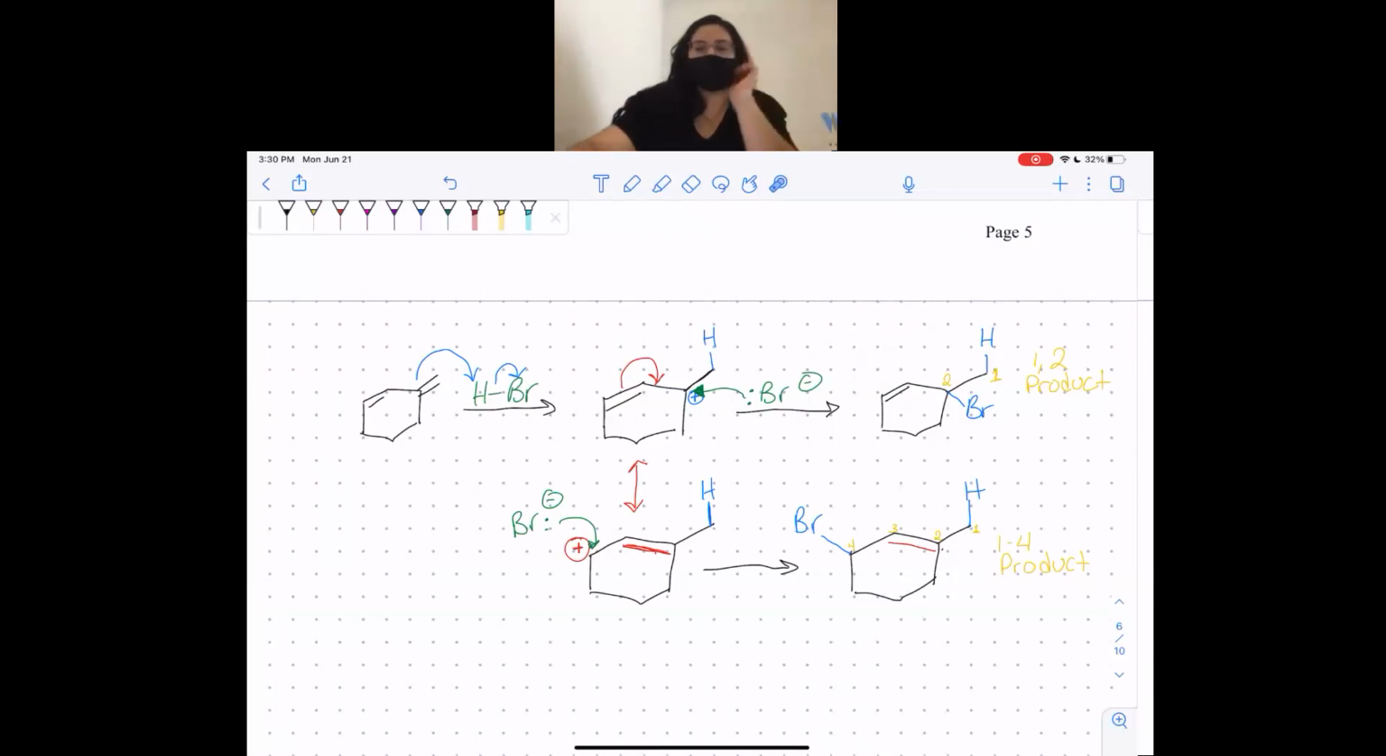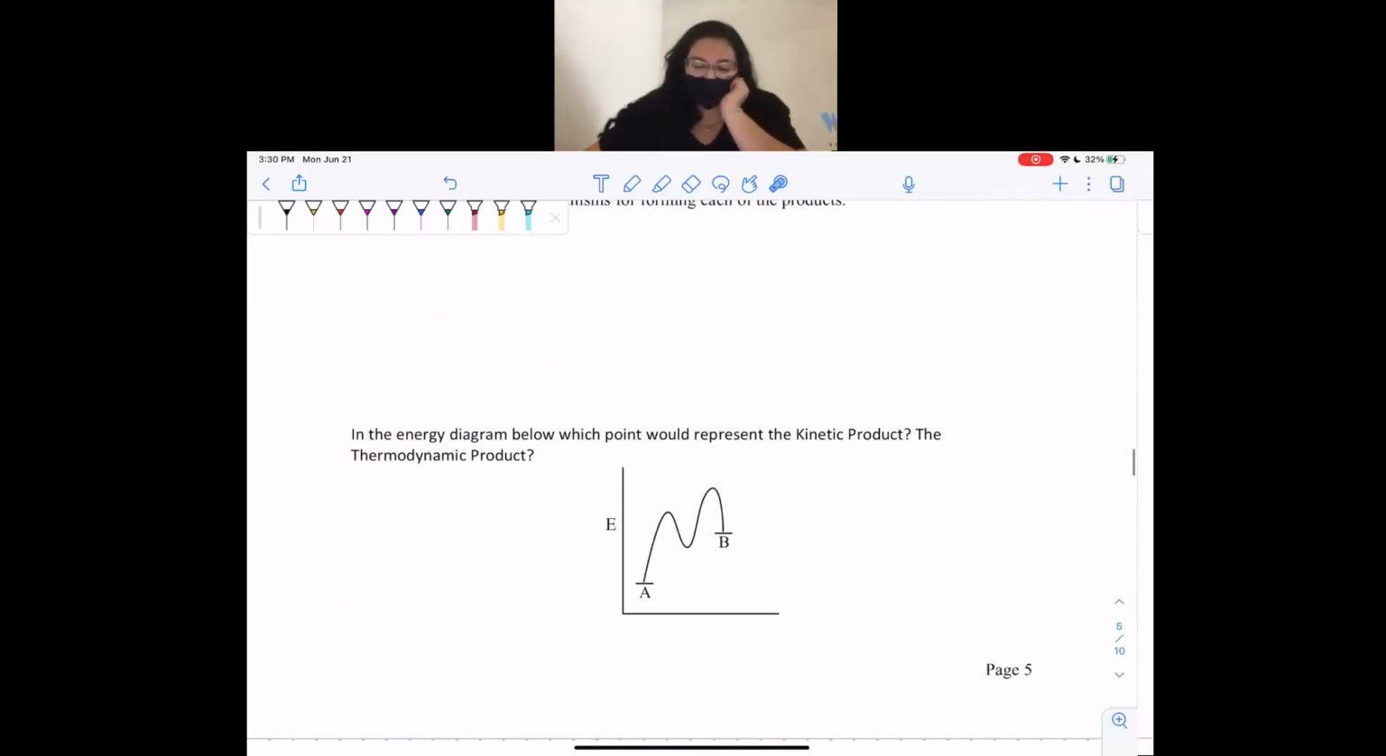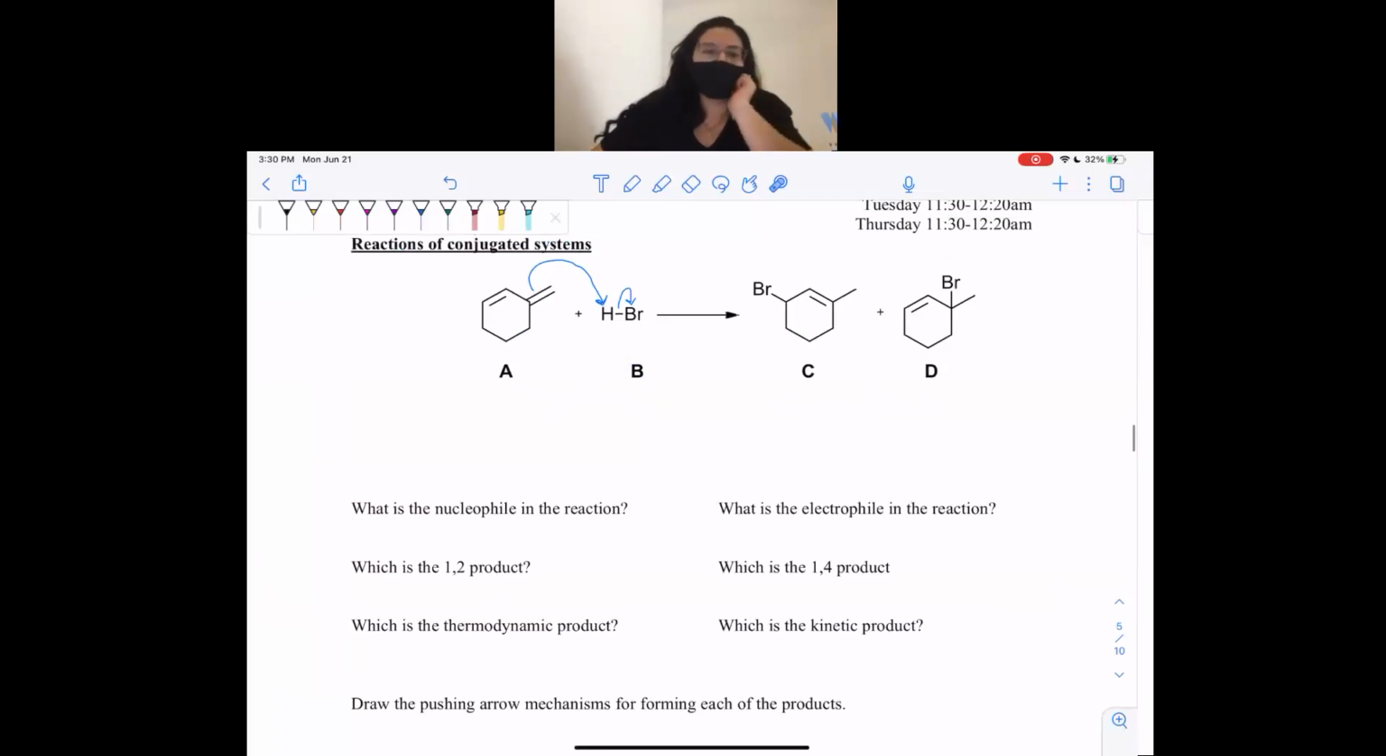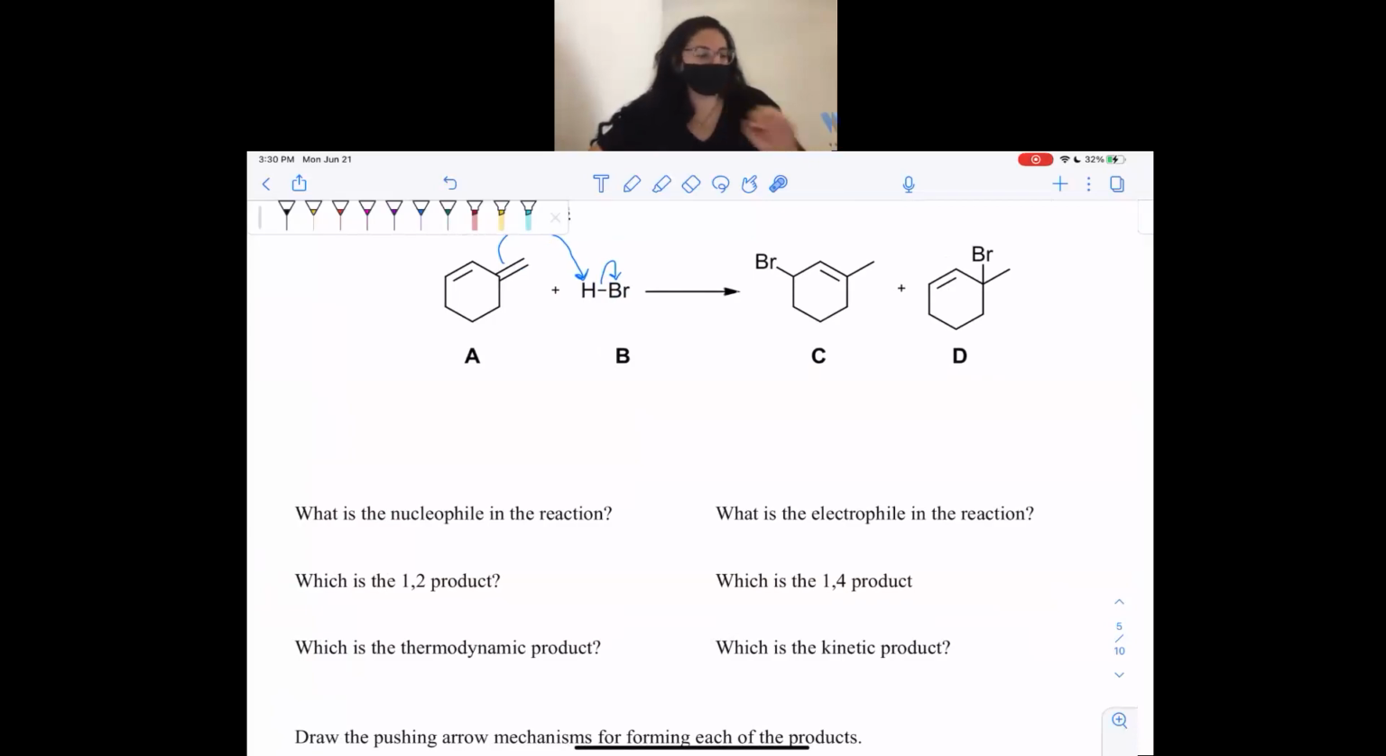Alrighty, so I'm going to scroll up here and let's answer these questions. So I'm going to ask you the question and you tell me A, B, C, or D, what is what. So which one of these is the nucleophile? Yes, I absolutely agree. We're going to say A. Which one is the electrophile? B. I think so too. Because remember, the nucleophile is what does the attacking. The electrophile is what is being attacked. So I agree, B was attacked. Which one is the 1,2 product?